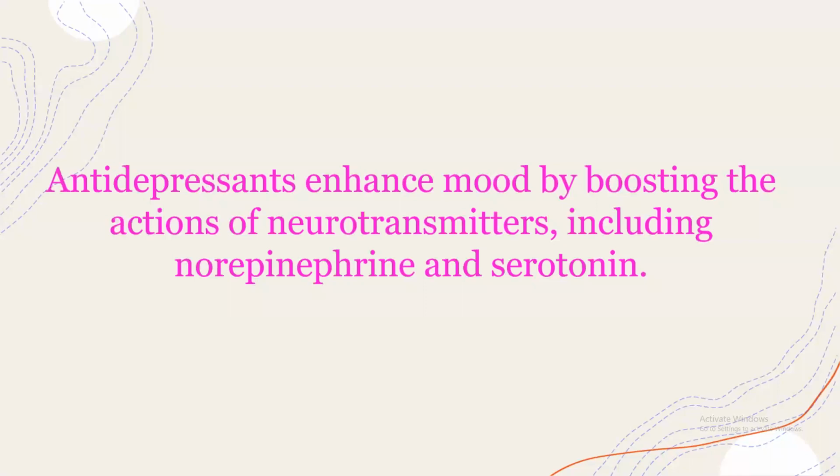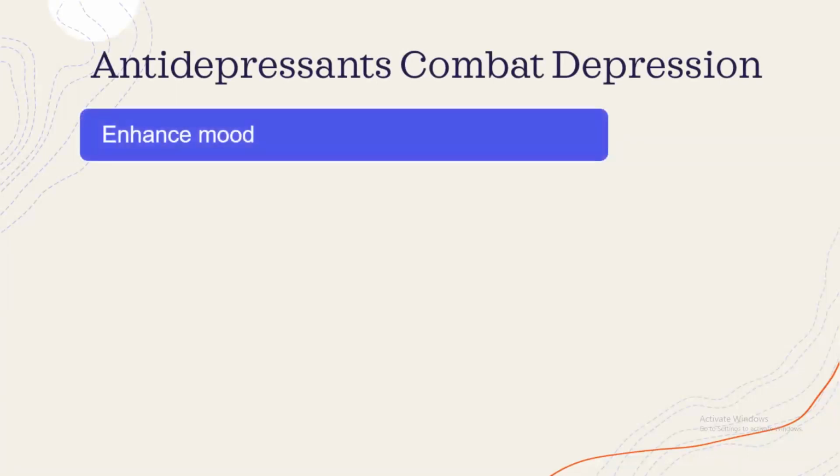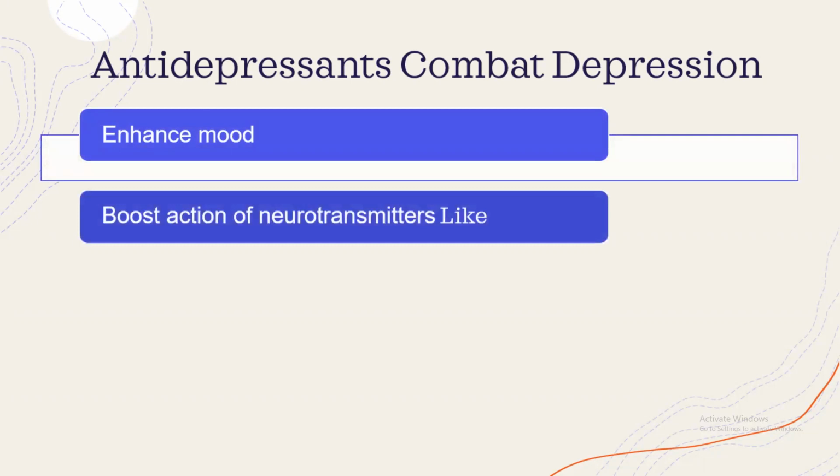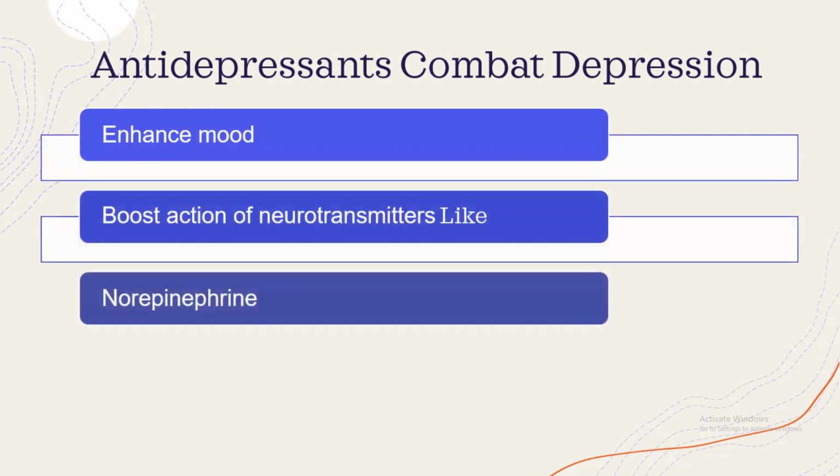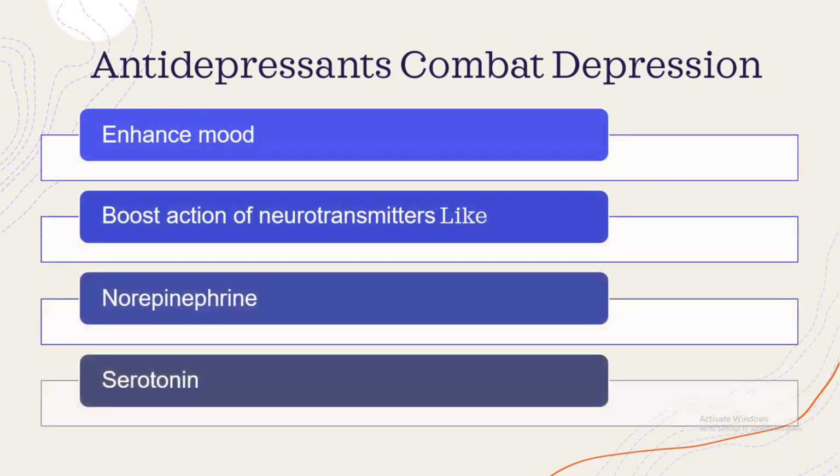Now, antidepressants enhance the mood by boosting the actions of neurotransmitters. Which neurotransmitters? Norepinephrine and serotonin. Antidepressants combat depression and enhance the mood by boosting the action of neurotransmitters like norepinephrine and serotonin.